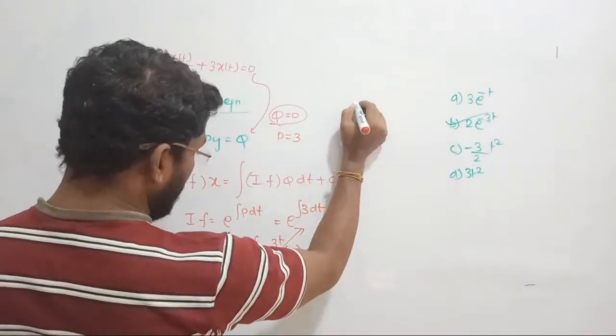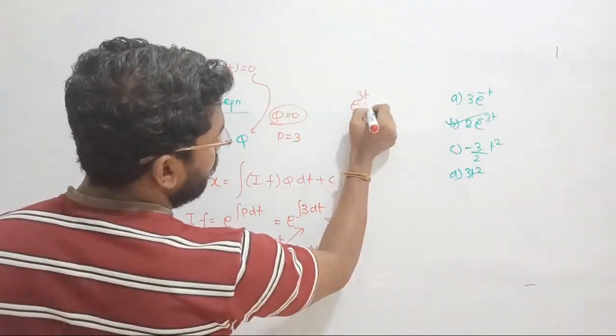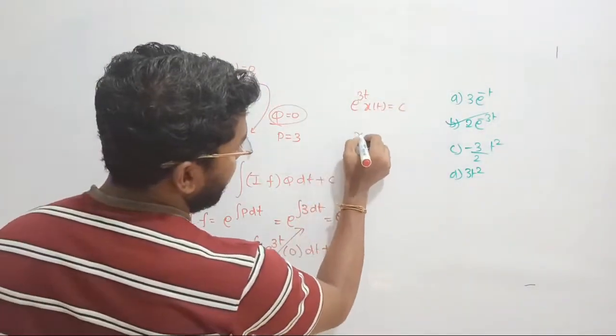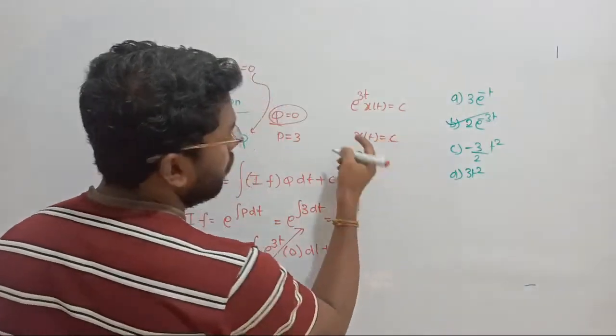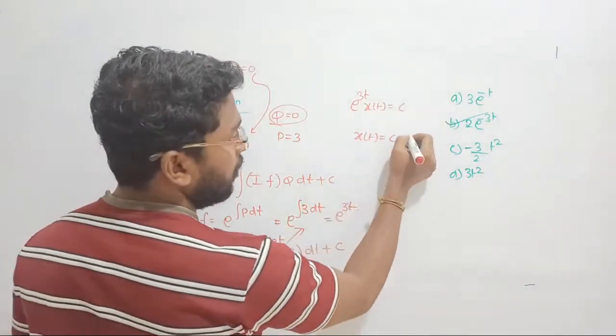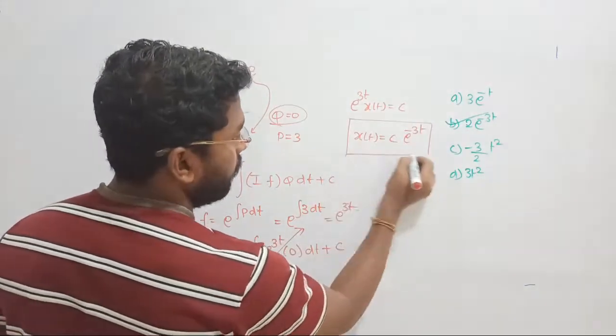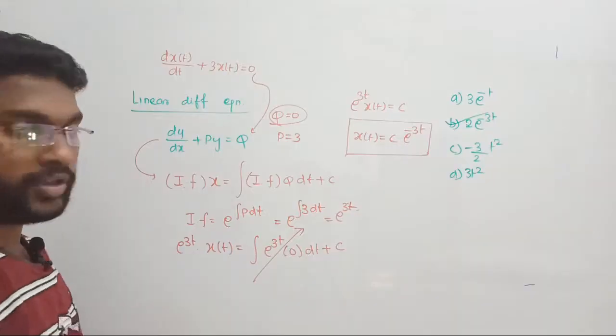Finally, what we got: e power 3t into x of t equal to arbitrary constant c. So I can say x of t equal to c into e power 3t, and when we take it to the other side, it will become e power minus 3t. Okay, fine. That is going to be the final answer for the function. I hope things are clear to you all.